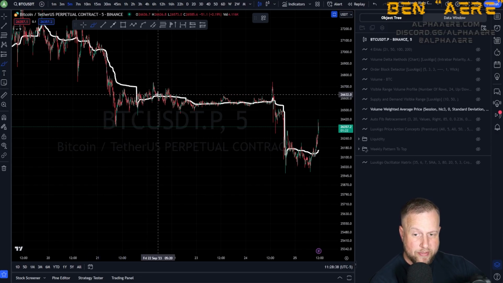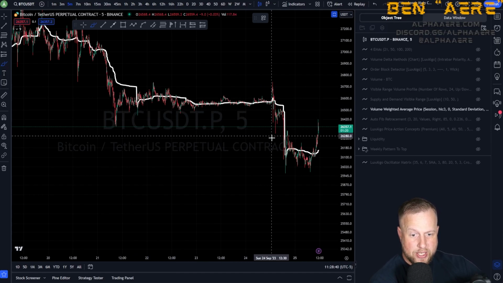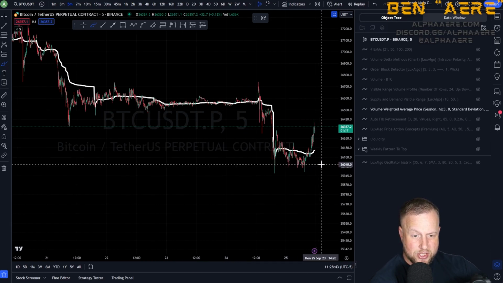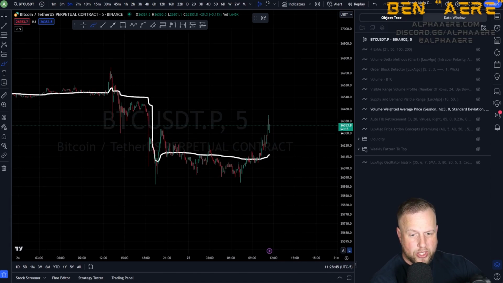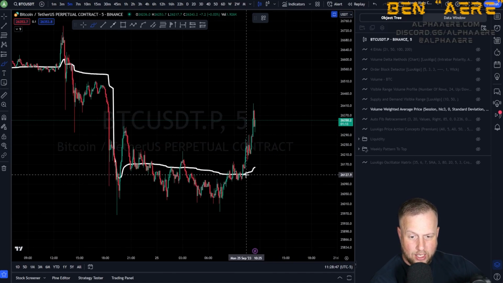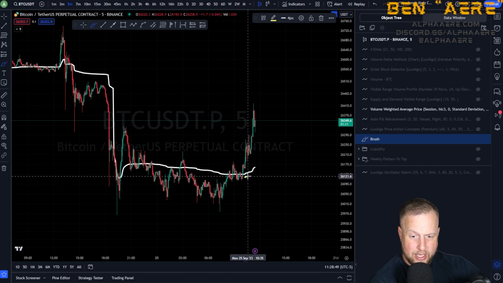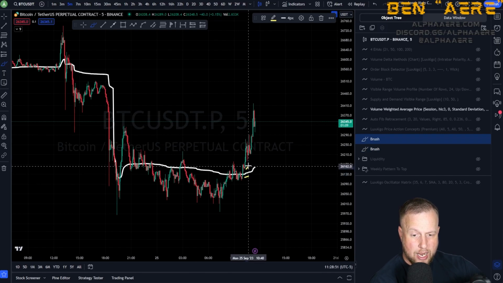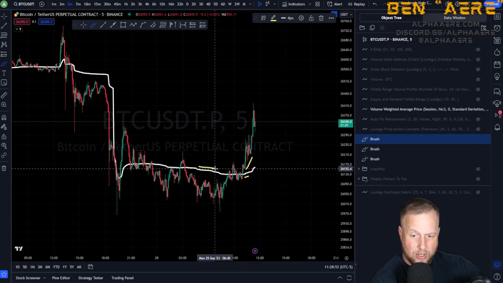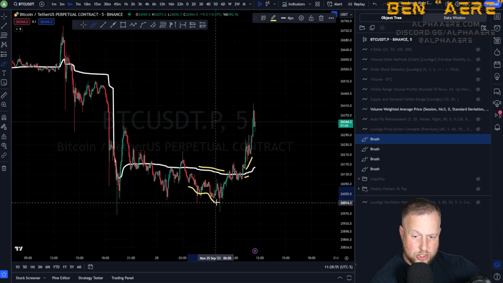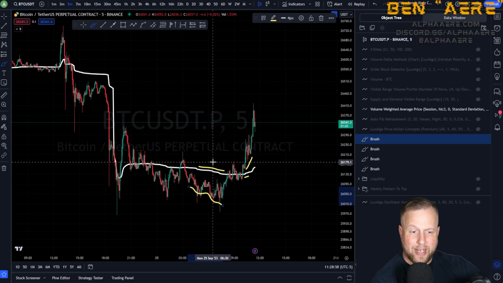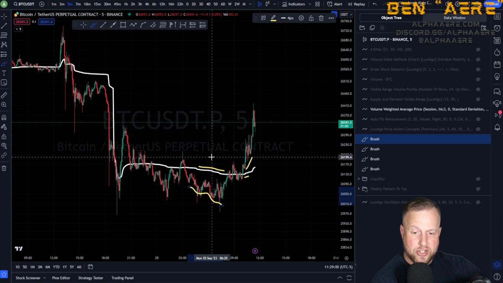And when price is above the VWAP, that's bullish. When price is below the VWAP, that's obviously a bearish signal. That's just one way to look at it. The other way to look at it is the line itself. When VWAP starts trending up like it did here, price is probably going to start moving up. When we're trending down like this, price is trending down like this. So this is the volume weighted average price.